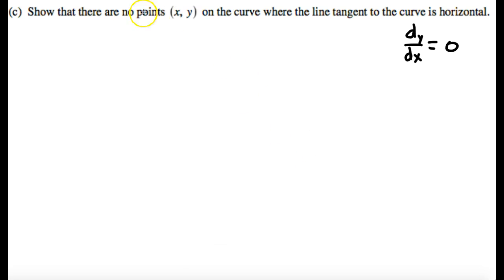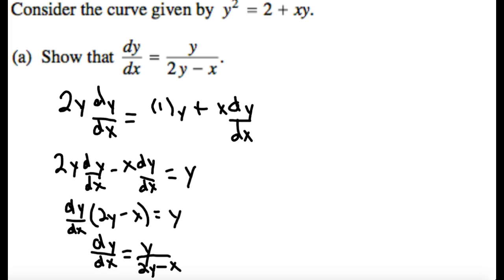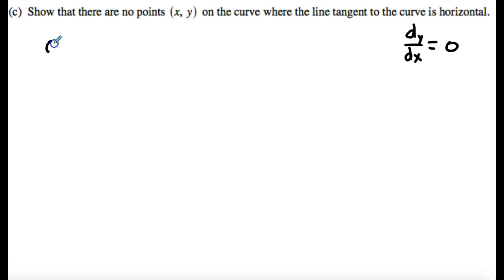Right off the bat, I have no idea how to prove that there aren't any points, but what I do know is it's saying dy dx is equal to 0. So again, what was our derivative? y over 2y minus x. So I'm going to say 0 equals y over 2y minus x. Here I can multiply both sides by 2y minus x, so I just get y equals 0.